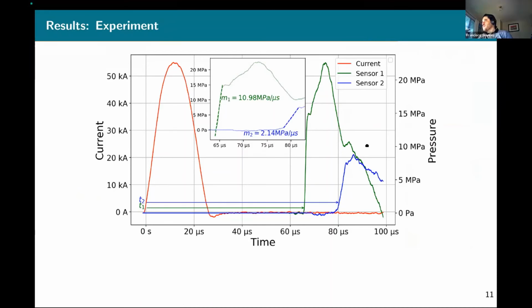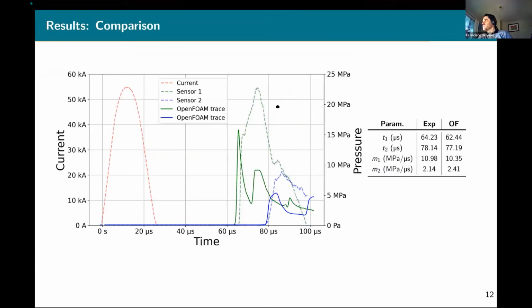Okay, sure. Thank you. So here are the results of the experiment. What is important is to look at the slope of the pressure wave, because that determines the failure mode of the materials we're trying to work with. And this is a comparison with OpenFOAM. We clearly see that OpenFOAM can capture the slope of the pressures as measured from the two sensors, and also the magnitude of the pressure. There is a little bit of difference after that, but we are working on explaining it, and we have a couple of theories to explain why this is happening.